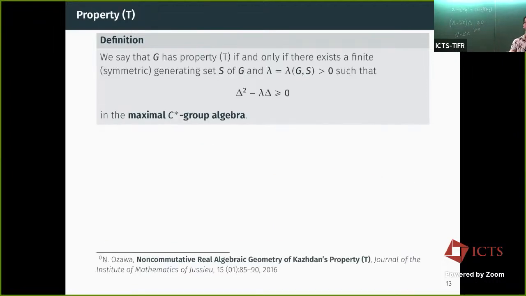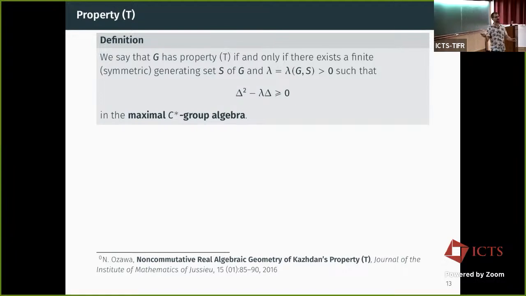And finally, we have the definition of property T that is for this lecture. I mean, it is a definition, but this one is tailored for this lecture. So we say that G has property T if and only if there exists a finite symmetric generating set, and a lambda, which is strictly positive, such that this element is non-negative as an element in the maximal C-star group algebra.